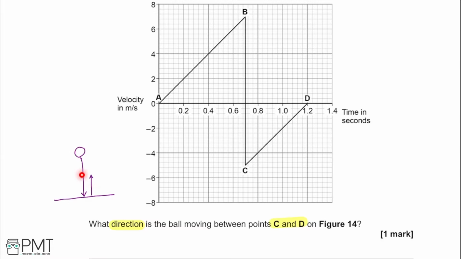So when it's going downwards, that's this portion of the graph between A and B, and it has a positive velocity. So the downwards direction of the ball has a positive velocity. And then when it's going upwards, it's obviously going to have the opposite. We can see this as the velocity is negative between the C and D portion of the graph. So the question is asking what direction the ball is moving between points C and D, and we've seen on the little diagram here that it's coming back up from the ground, so the answer is going to be upwards.